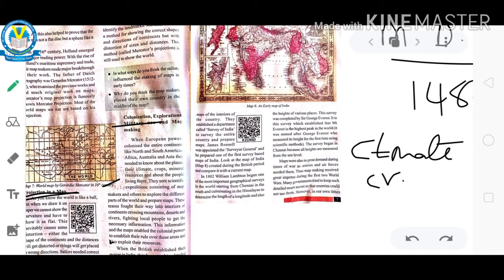crops grown, people and resources, etc. So they explored the world, prepared various maps, and obtained useful information which helped the colonial powers in establishing their power. They wanted to establish their empires. That is why they used maps widely.